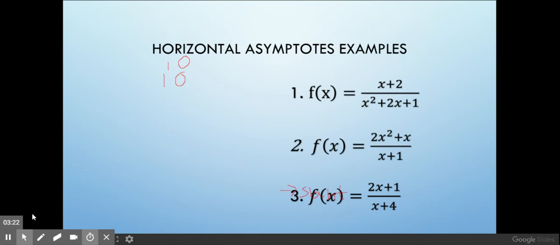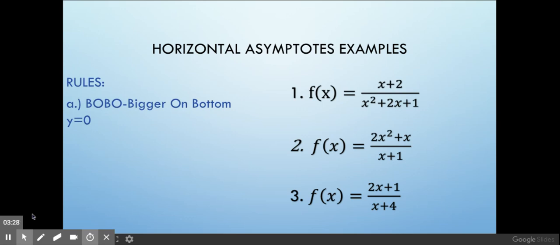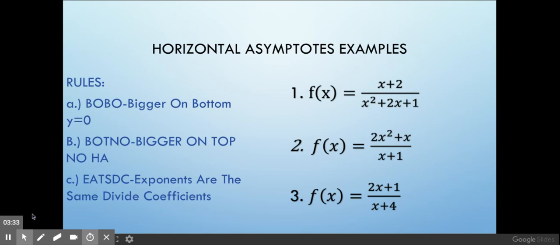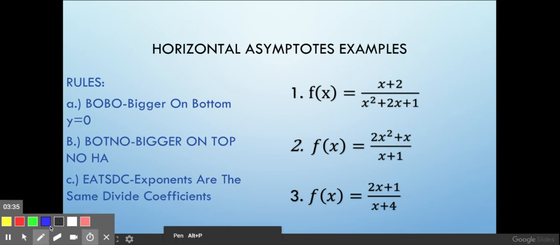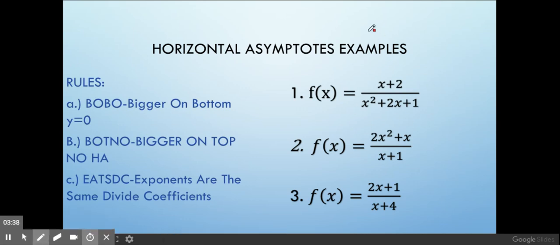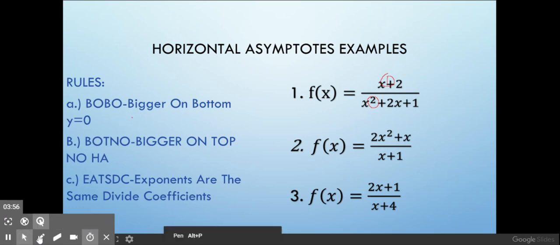So I have a couple other examples that we can look at here. Remember the rules. If it's bigger on bottom, y equals 0. If it's bigger on top, there's no horizontal asymptote. And if the exponents are the same, we divide the coefficients. So let's take a look at this first example. On top, we don't have an exponent next to this x, so that means the exponent is 1. And on bottom, our exponent is 2. So our exponent is bigger on bottom, so bigger on bottom, y equals 0. So y equals 0 is our answer for number 1.